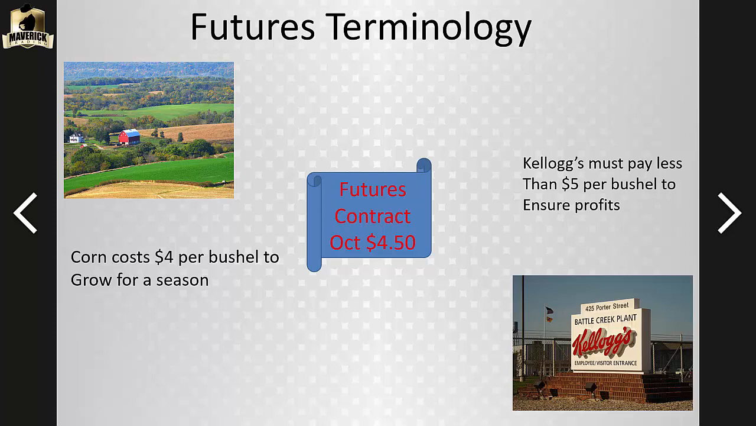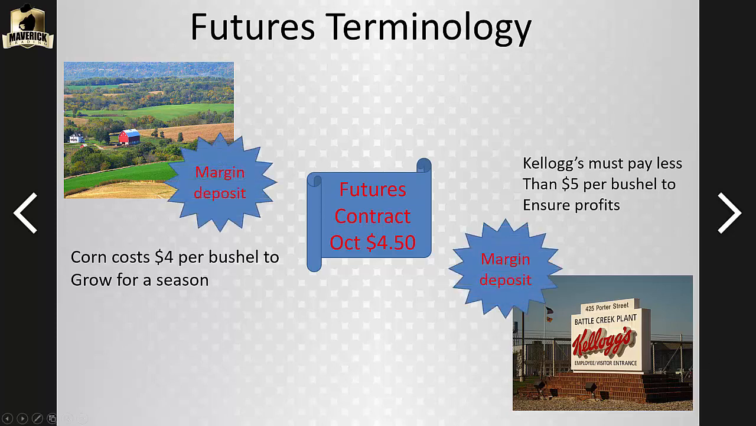Now, when they enter into this contract, each one of the parties must put up some money, each side. So again, the farmer has to put up a little bit of money to let Kellogg's know that they're serious and that they're going to perform. And Kellogg's has to put up a little bit of money to show the other party, okay, you know what? We are definitely going to be buyers at the end of this. Here's some money as a deposit.